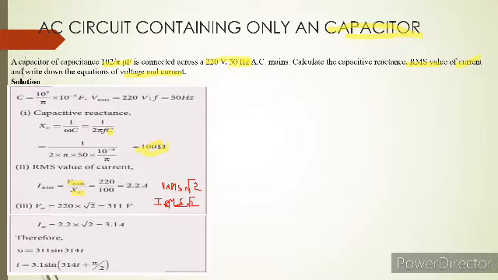Therefore, for voltage we have 311 sine, because here we have substituted for Vm sine omega t. For both voltage and current we have written the same form: Vm sine omega t, and Im sine omega t. So this is what they have asked in the question.